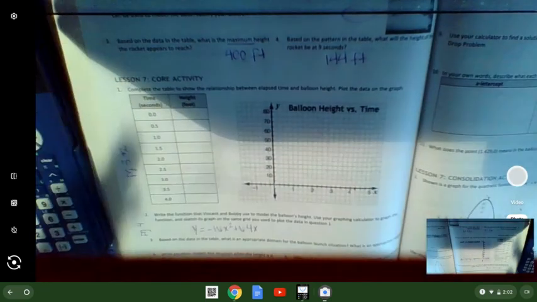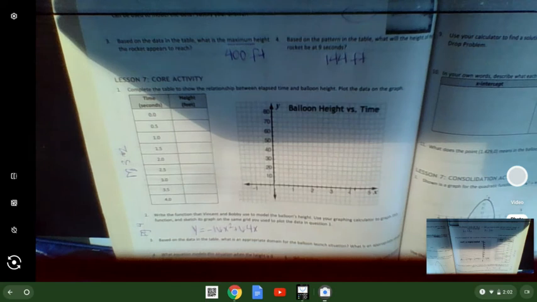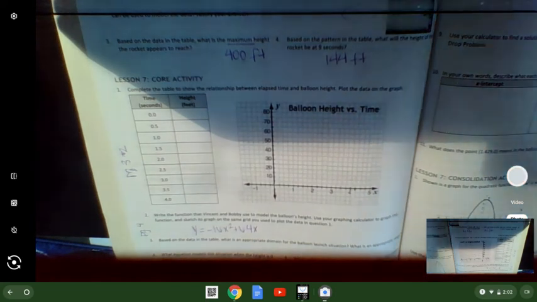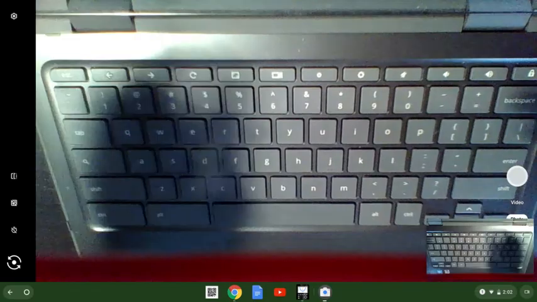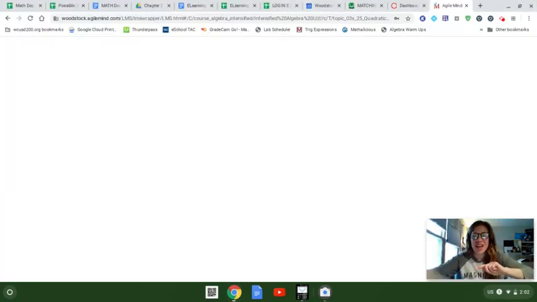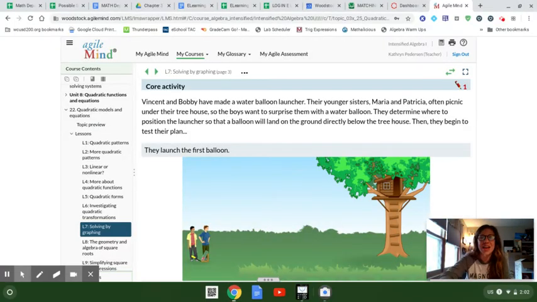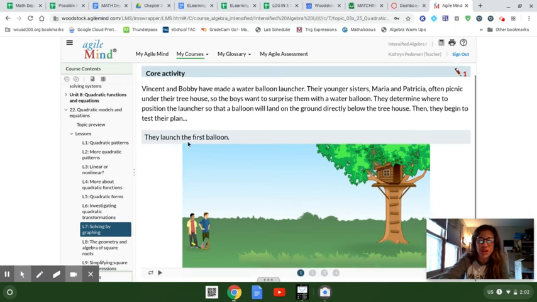We are going to move down here to core activity. However, for me to do this, I also want to use your Agile Mind website. So I'm going to flip this around. Here on Agile Mind, I'm going to be on page 3, and we're actually going to move to panel 2 down here. I will show you my book here shortly, but you may want to fill out as you watch this video.